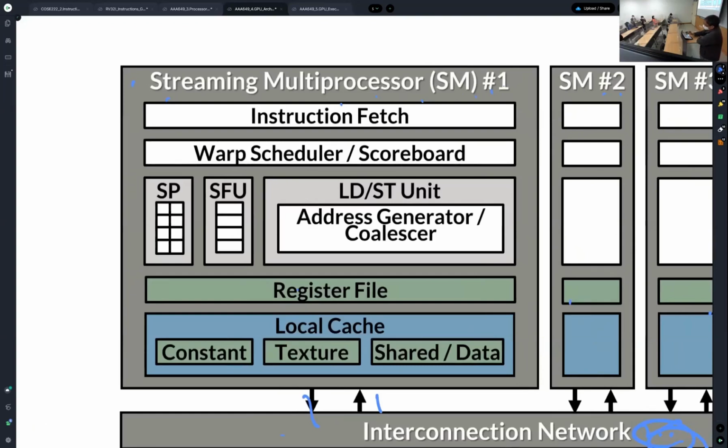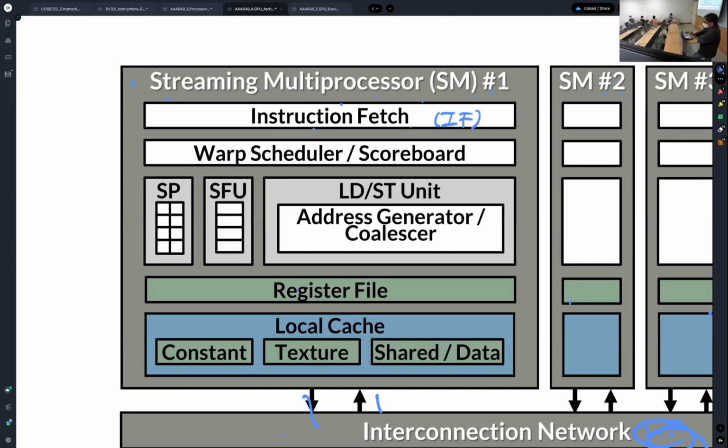So you can find in the SM the instruction fetch. This is the instruction fetch engine of the GPU. We can also find an instruction fetch engine in the CPU domain. Which means the instruction fetch engine accesses the instruction cache of the GPU. It's an instruction cache. The instructions are fetched from the instruction cache.